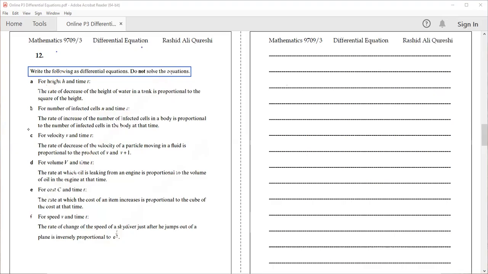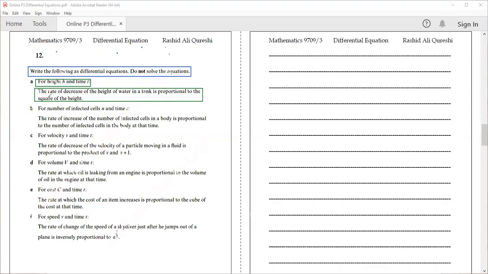I will use the green marker. The rate of decrease of the height of the water in the tank. Before starting the question, what's the meaning of this? I am using the word height. Whenever we have the word height, you have to use H, and whenever you have the word time, you have to use T. The rate of decrease of the height means rate of decrease of H.